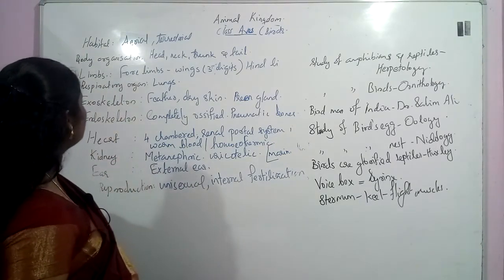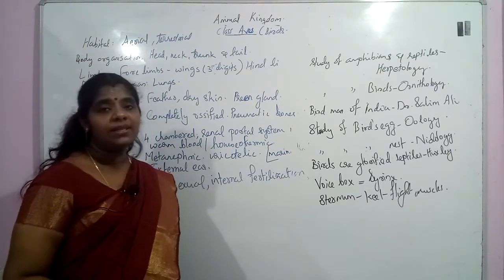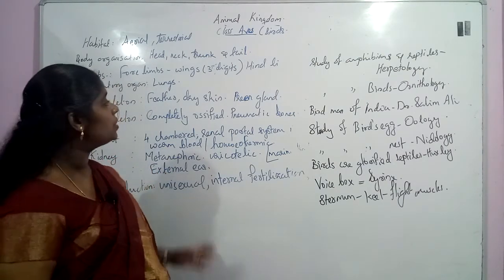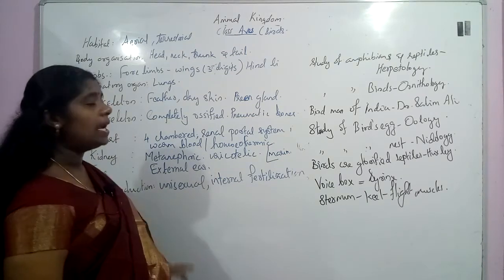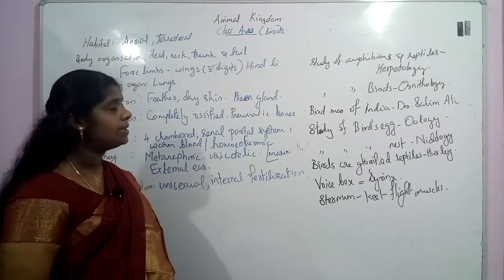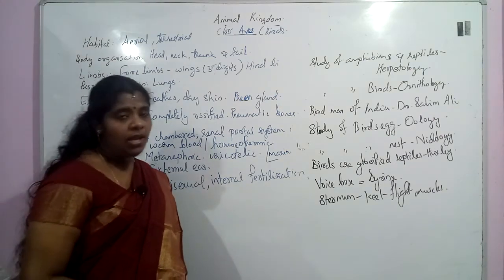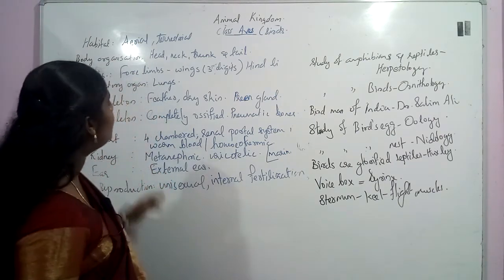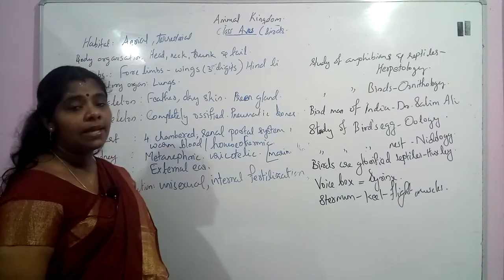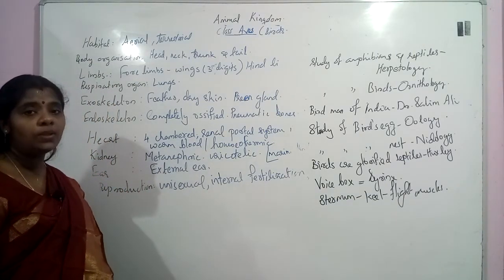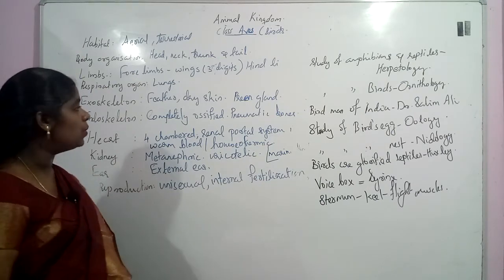And their respiratory organ, if you see, they have lungs as the respiratory organ. Lungs are connected with the air sac for the easy respiration or getting enough air. An exoskeleton, it is made with feather. They have dry skin, and the preen gland which is present in the hind end of their body will secrete the oil on the surface of the feathers. Endoskeleton, it is completely ossified endoskeleton. They have only bones, and bones are hollow bones, that is called as pneumatic bones.